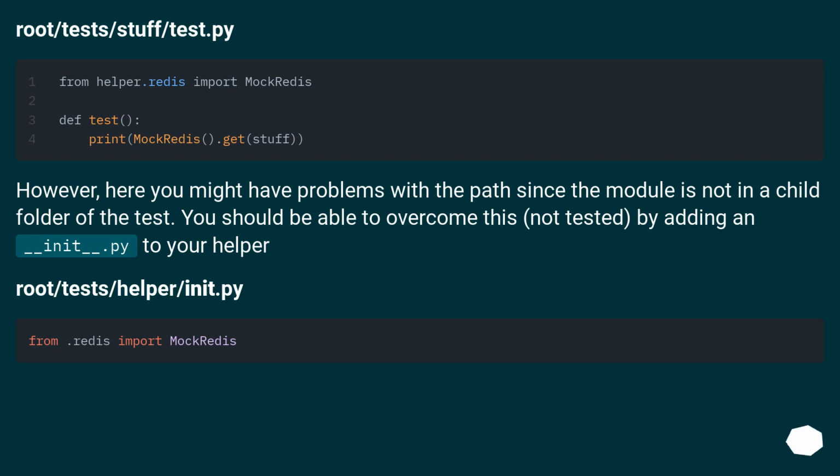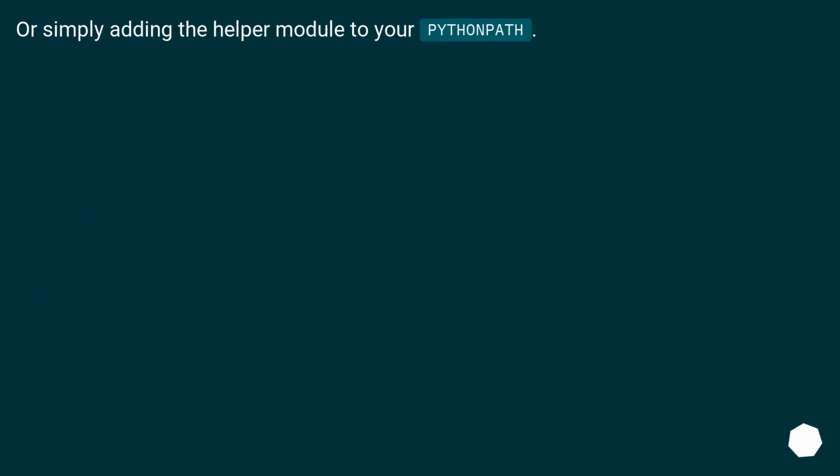However, here you might have problems with the path since the module is not in a child folder of the test. You should be able to overcome this, not tested, by adding an __init__.py to your helper. root/test/helper/__init__.py. Or simply adding the helper module to your Python path.